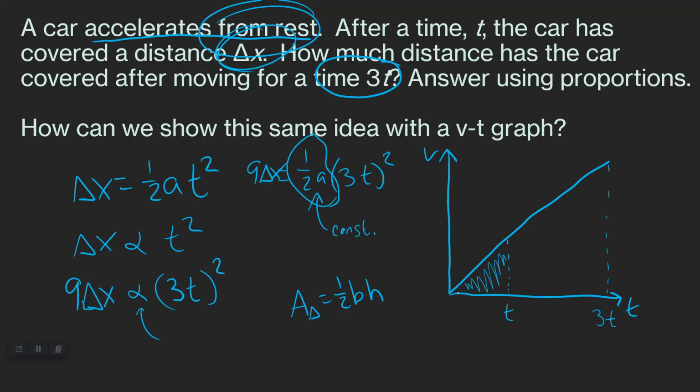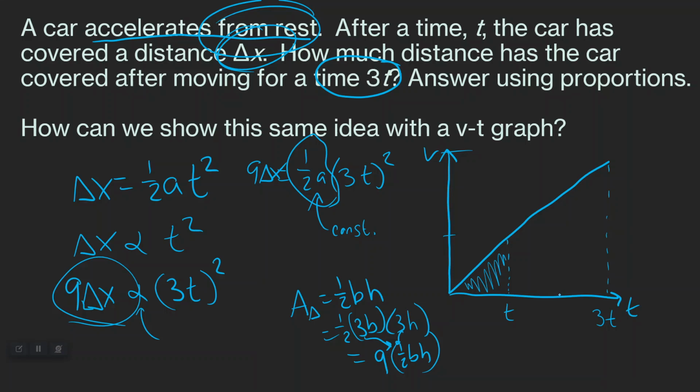Well, this bigger triangle has 3 times the base, t to 3t. So we are increasing the base by a factor of 3. And the height of this triangle from v to 3v also increases by a factor of 3. So if we triple both the base and the height of this triangle, notice those 3's combine, and our area is actually 9 times as large. Consistent here. 9 times the area, 9 times the displacement.